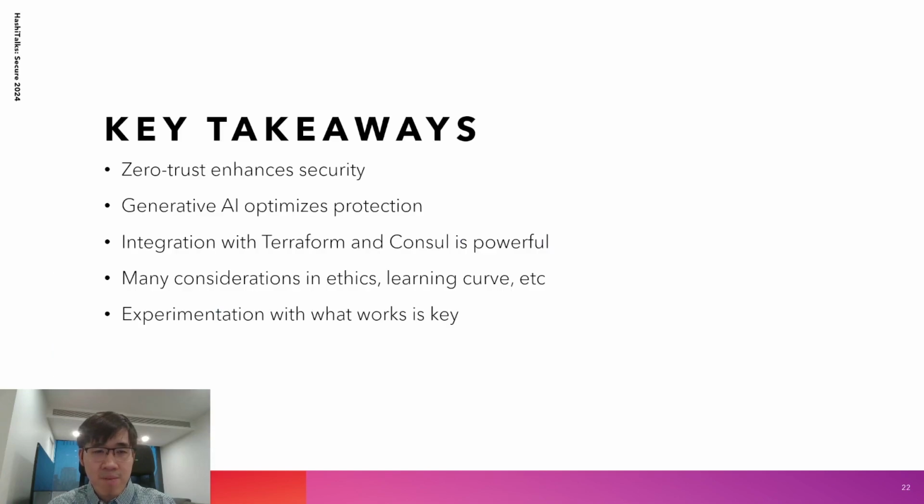So some key takeaways: zero trust enhanced security. Generative AI will optimize protection. Integration with Terraform and Consul is powerful. There are many considerations you need in ethics, such as the learning curve and everything. And experimentation with what works is going to be key.